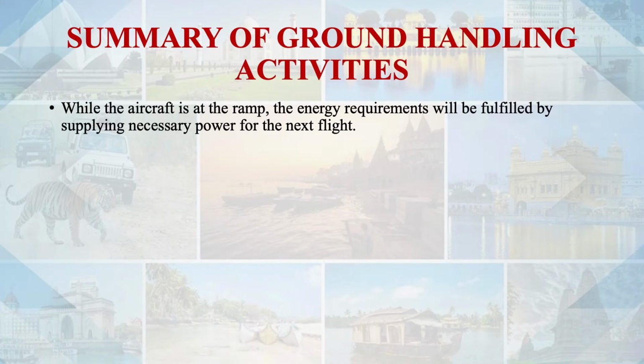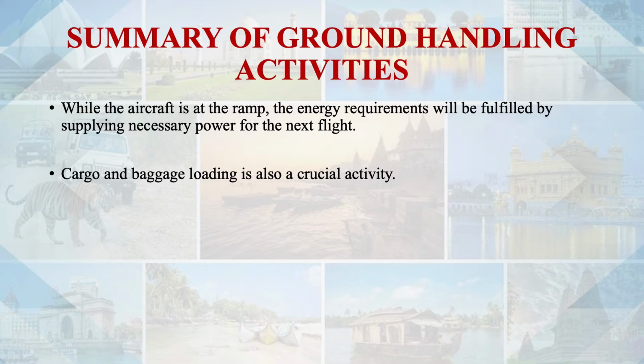While the aircraft is at the ramp, the energy requirements will be fulfilled by supplying necessary power for the next flight. So extra power supply is usually part of it. It has to be proper, the dot sheet and everything has to be there, so that everything is loaded in a proper, scientific manner. The baggage has to be loaded in a very proper way, otherwise it can create troubles while the flight is flying.